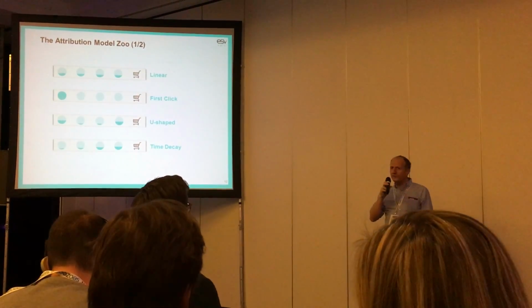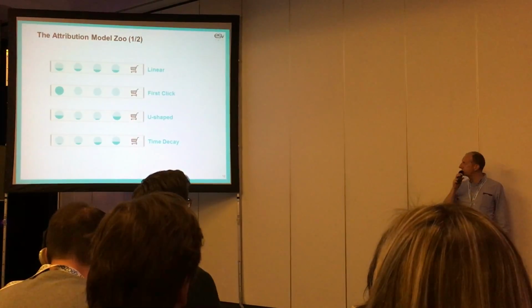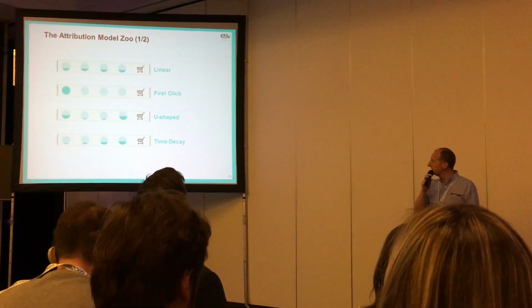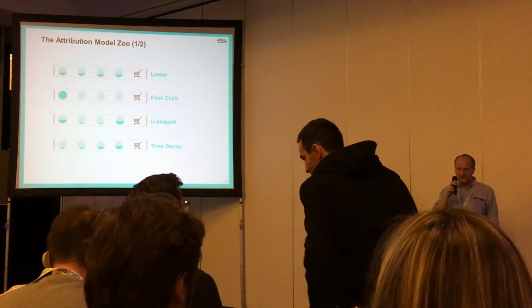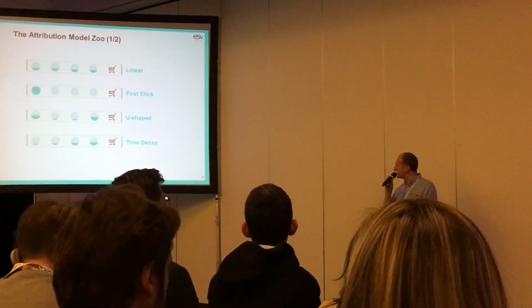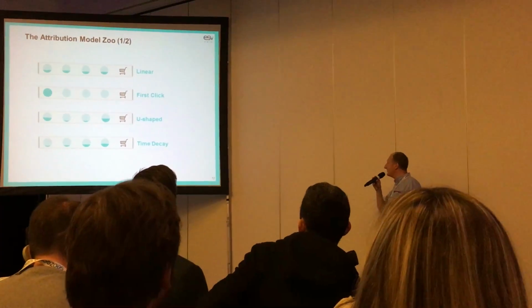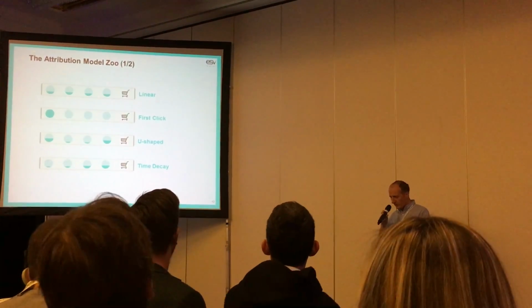So people have developed a whole bunch of different models as to how to attribute value. So if it's not last click, you can make it first click. Or you've got what I call the democratic model. Every interaction has the same weight. It makes no sense, but at least it's democratic. You can have it U-shaped, you can have it time decay, you can have as many models as you want.